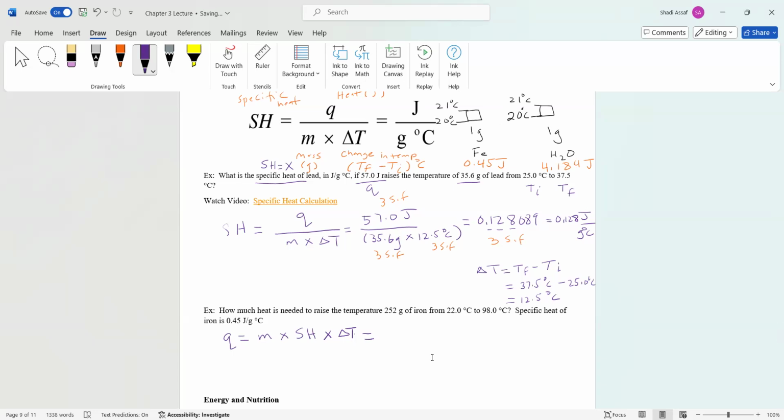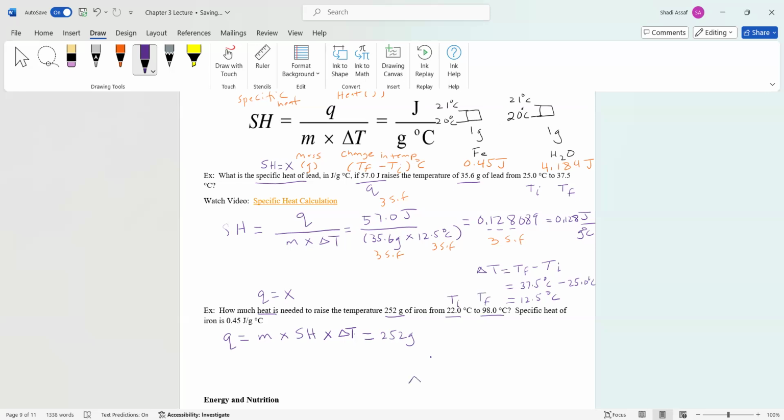So I hope you went through the problem after pausing the video. If you didn't, well, here it is. But make sure you do enough practice. So it says here how much heat. So right away, we're looking for Q. Q is unknown. So we must be given then the mass. It says 252 grams of iron. So that's the mass. So 252 grams of iron. We raise the temperature from 22 to 98. So this is T initial, this is T final.